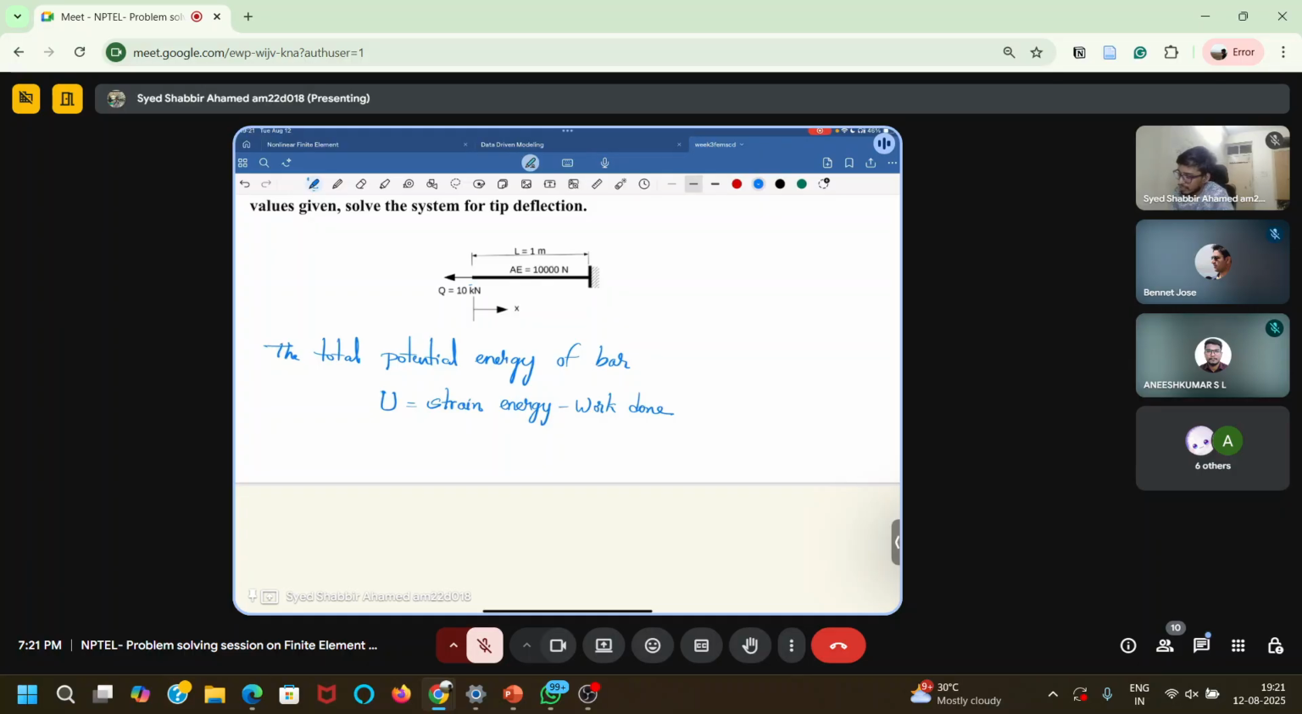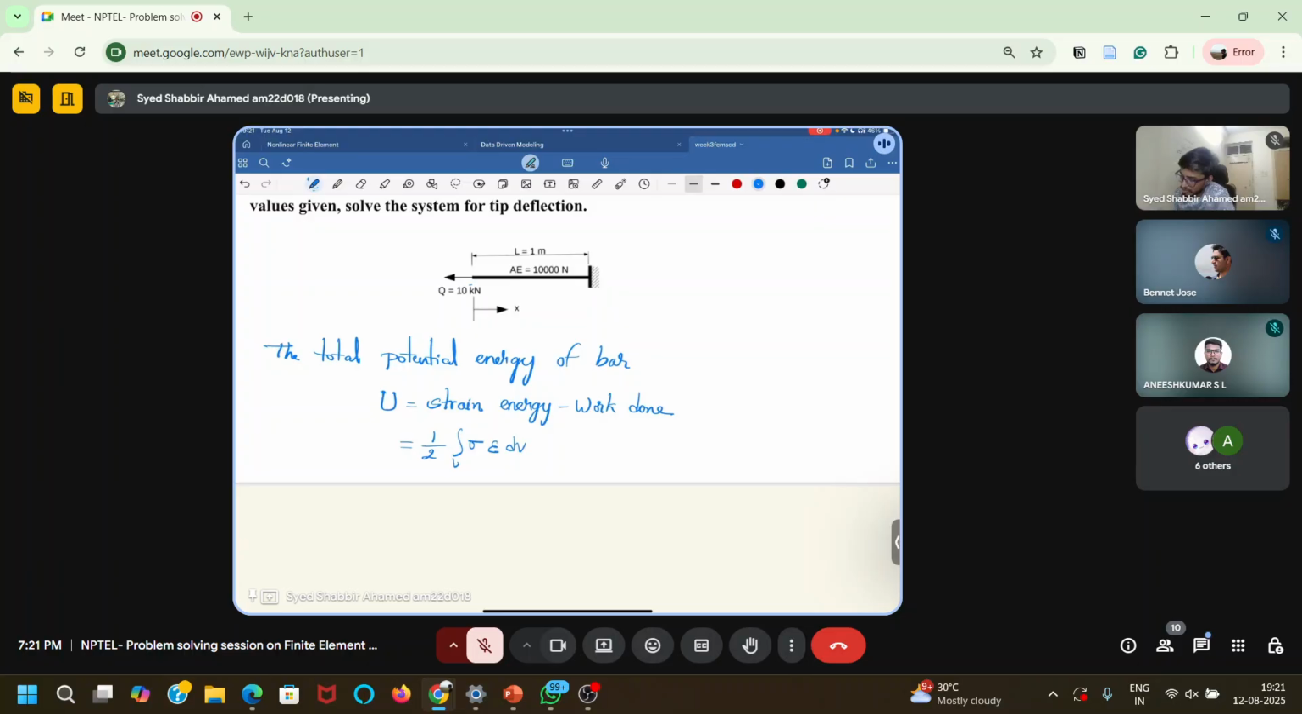So strain energy, we have seen, is nothing but the strain energy per unit volume, right? So it is nothing but sigma into epsilon dV.